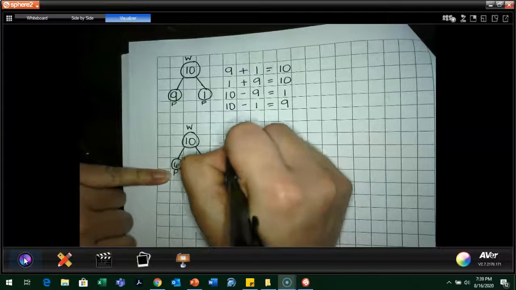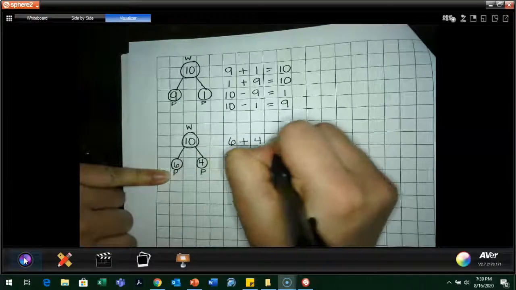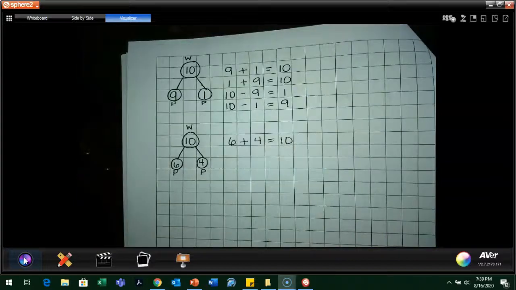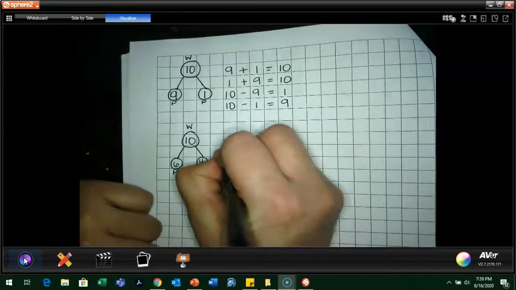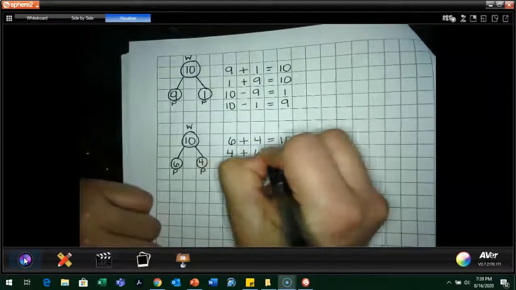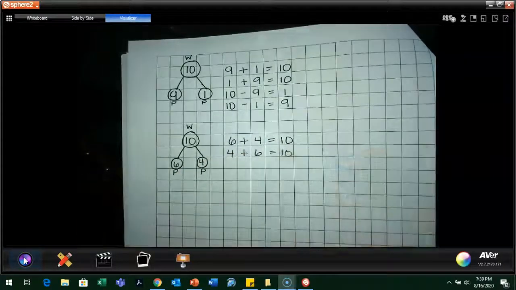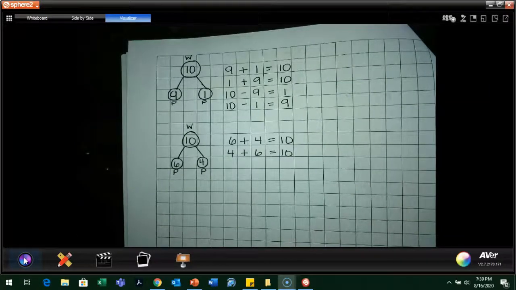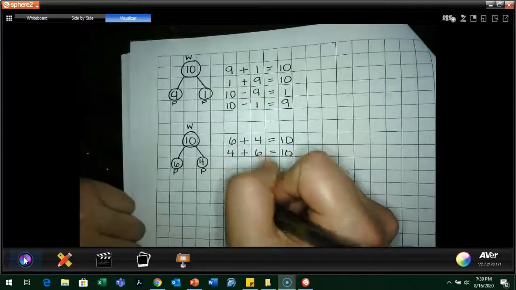Yes, 6 plus 4 equals 10. Now it's your turn to write the other addition fact. Go. Yes, 4 plus 6 equals 10. Now what are we going to write? If you said subtraction fact family, kiss your brain. Write it.